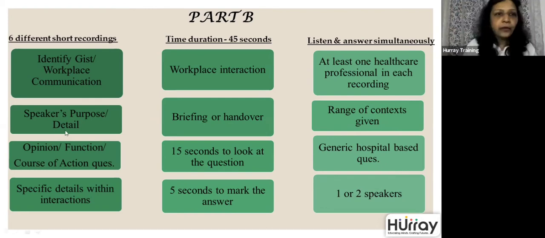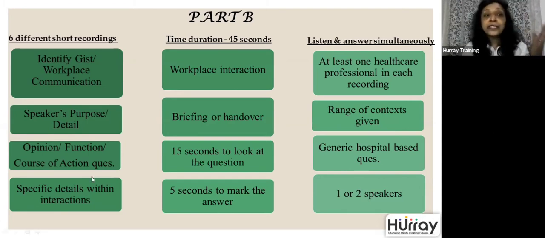Now, the speaker's purpose has to be identified here, and the details. What are they saying about this patient? What is the purpose of this talk? What are the minute details? When you listen to another nurse or another doctor, you'll always listen to the details. What is he or she saying about this patient? What medication they took? What time they took the last dose? What should be done this evening? What should be done tonight? What should be done for the next 2 days? So you have to listen for details.